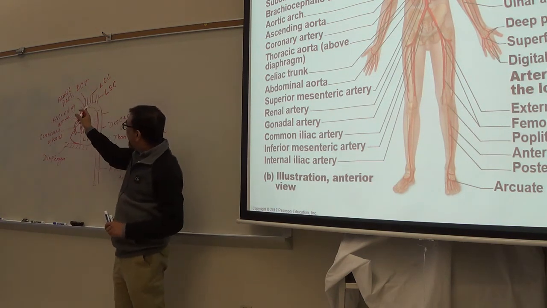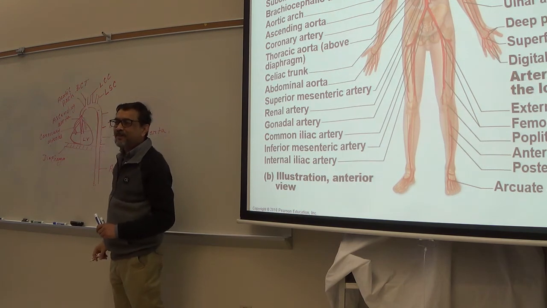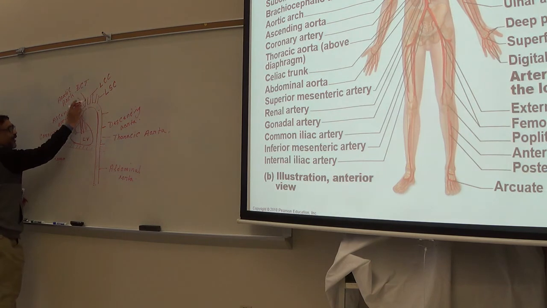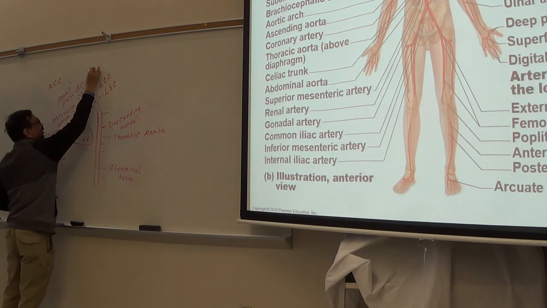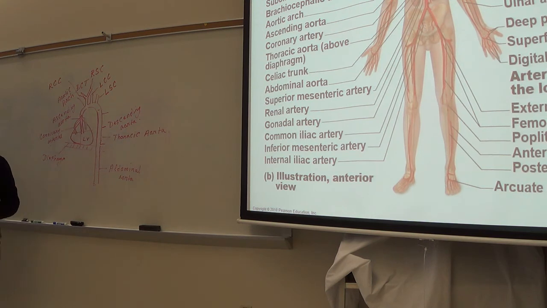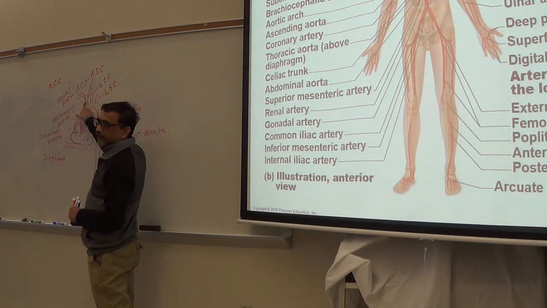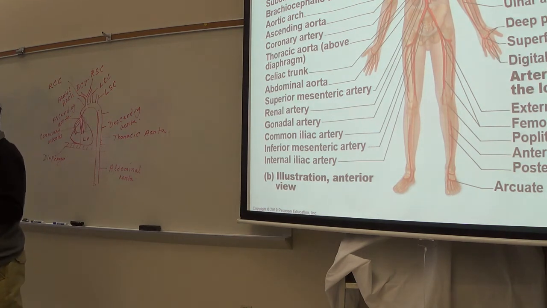So, now you see something here, you got left common carotid, left subclavian, right? So, where are the right common carotid and right subclavian? That's the question, right? The right common carotid and right subclavian don't arise from the aortic arch, but they are the branches of the brachiocephalic trunk. You see, the brachiocephalic trunk is short, that's why it is called trunk. It divides into right common carotid and what? Right subclavian. Now makes sense, right?